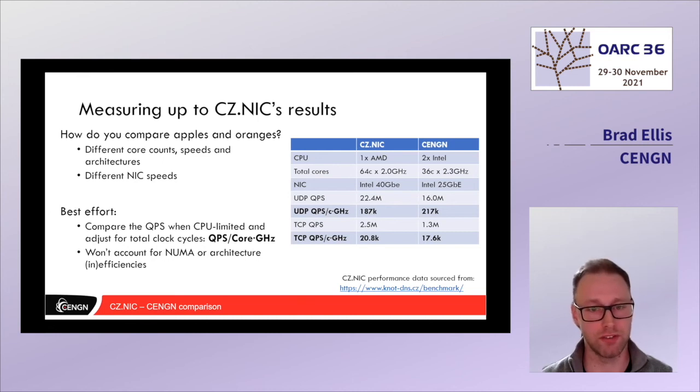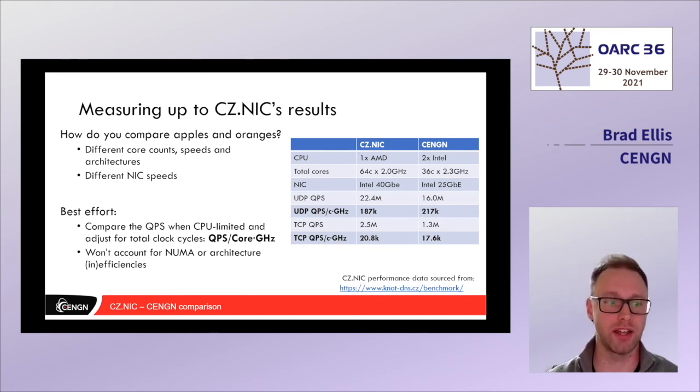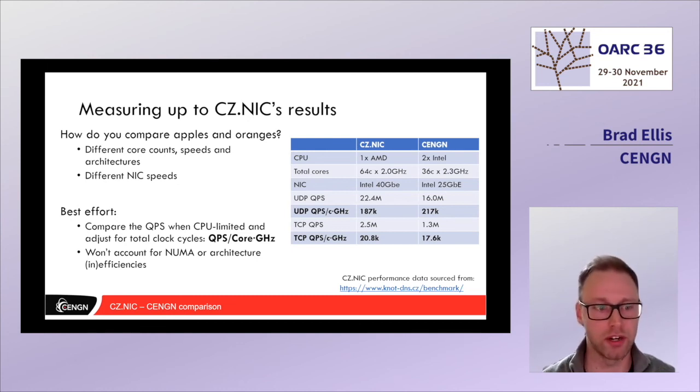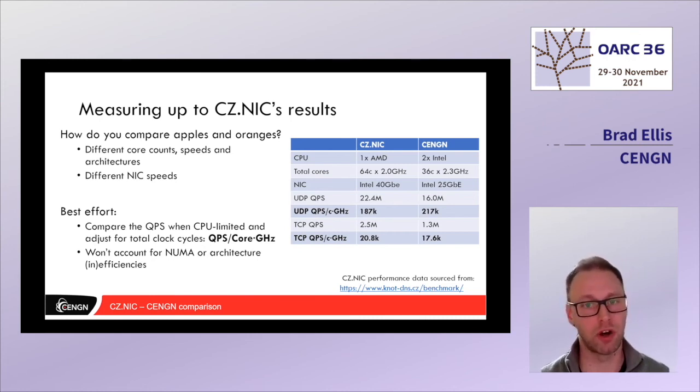So that would be like if I had 36 cores at 2.3 gigahertz, I would divide my queries per second across 36 times 2.3. It's a very crude simplification. It doesn't account for NUMA nodes, for example, like number of CPUs versus cores, and it won't be linear, the higher you scale, you're going to get less per core gigahertz. But it at least gets us on somewhat even ground, so we can see, hey, are we doing this right? Are we on the right track? Did changing one thing actually make a meaningful difference?